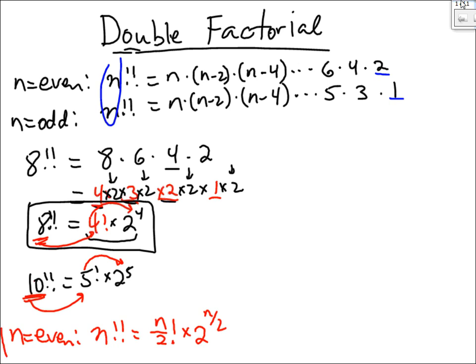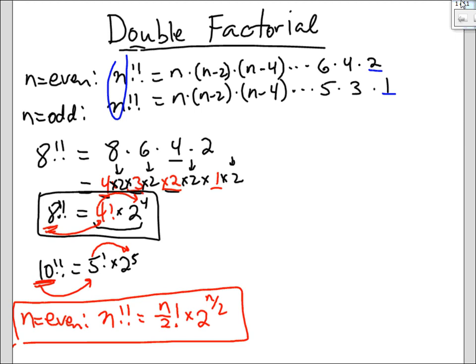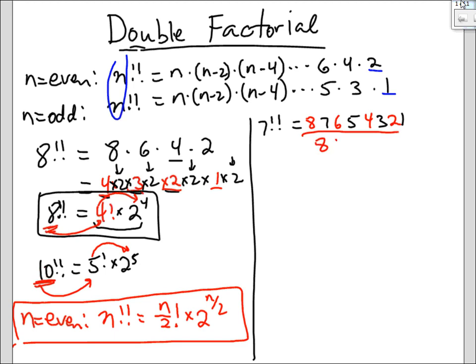So that's the formula for n double factorial in terms of single factorial. Now, let's try to do the same exact thing for odd values. If you have 7 double factorial, which is 7 times 5 times 3 times 1, you could multiply the top by 8 and 6 and 4 and 2 as long as you divide by that.